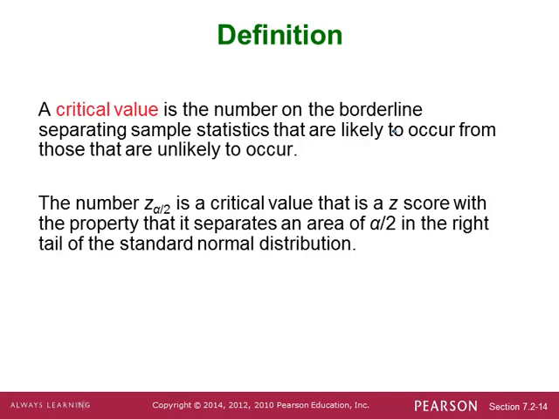Definition: a critical value is the number on the borderline separating sample statistics that are likely to occur from those that are not likely to occur. We're going to talk more about sample statistics in the future. This is probably the first time you're seeing this term, but we will be computing sample statistics based upon our data. The number z sub alpha over 2 is a critical value. That is a z-score. There are other types of critical values, by the way. This just happens to be the one that applies for proportions and means. Z sub alpha over 2 is a critical value that is a z-score with the property that it separates an area of alpha over 2 in the right tail of the standard normal distribution.